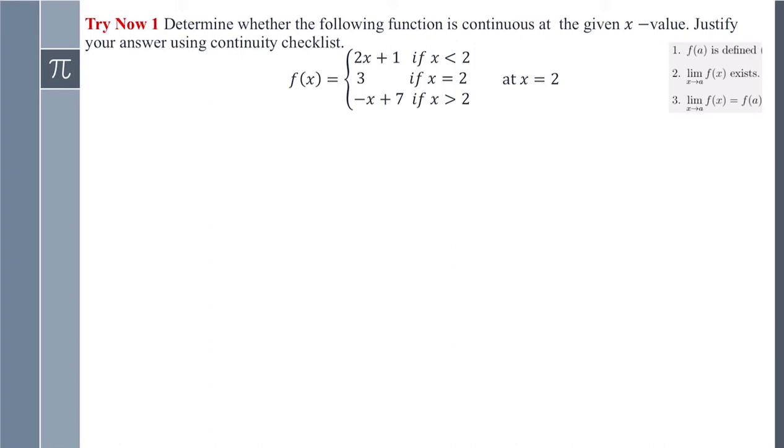Now this problem, I want you to pause the video and try this on your own, and then you can go back and check your work. So let's go ahead and do it.